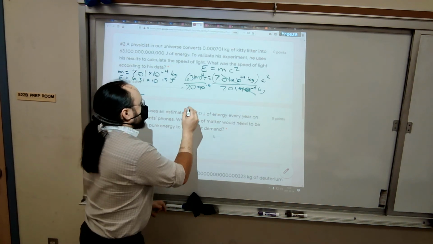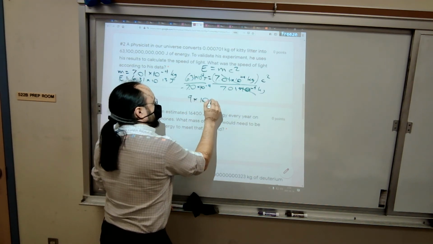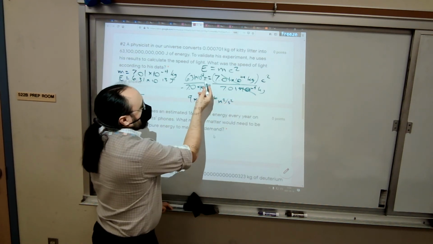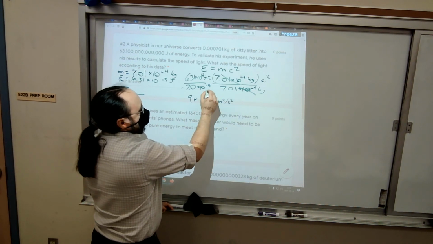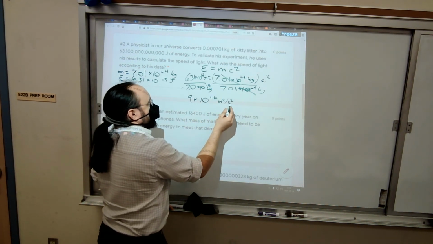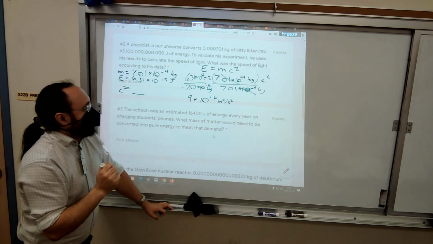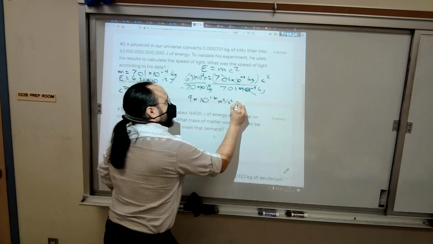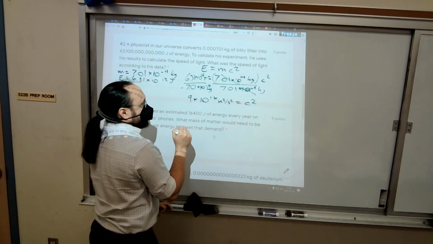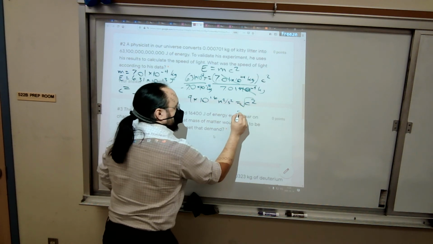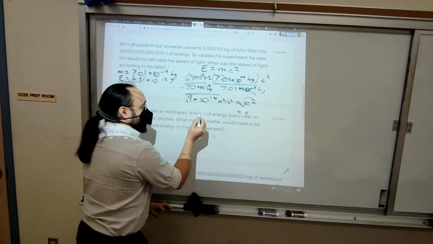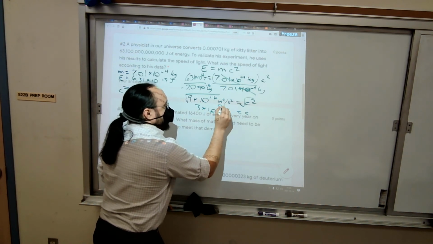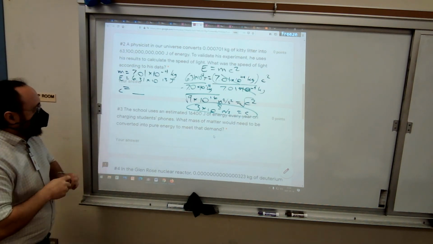9 times 10 to the 16 for c², and that should kind of tip us off. And that's technically meters squared per second squared. If we take what joules is and divide it by the kilograms, you end up with meters squared per second squared, since joules is made of kilograms and meters and seconds. That's c², so square root of c² is c, and square root of 9 times 10 to the 16 is 3 times 10 to the 8 meters per second. So yes, scientists did it right.